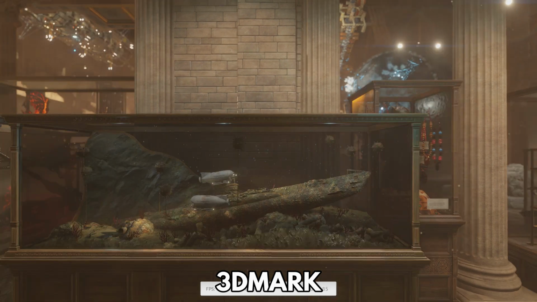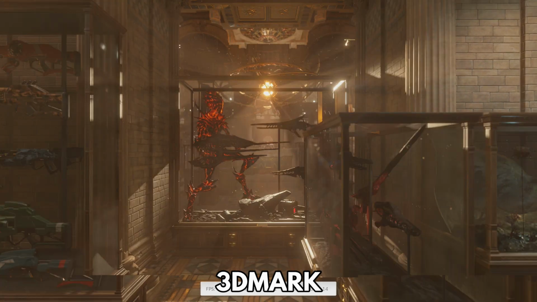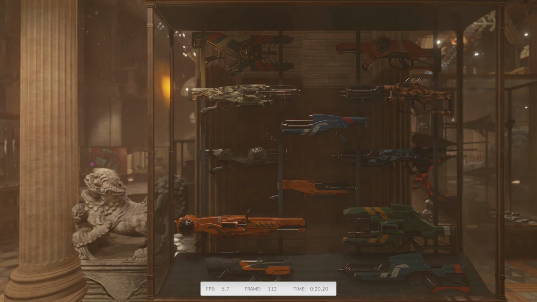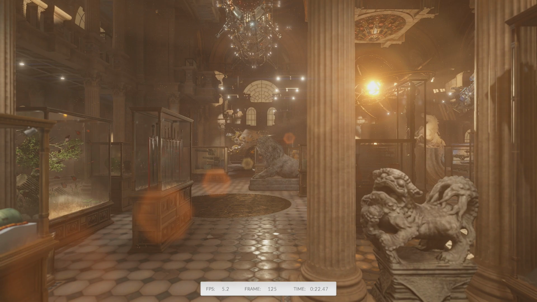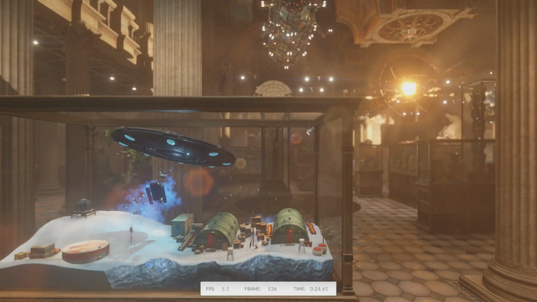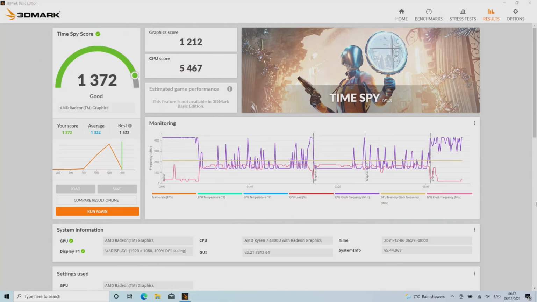3DMark tests the CPU and GPU together for video performance. This is mainly for gaming, but also useful for video decoding and editing for example. The AMD model scores 1,372.